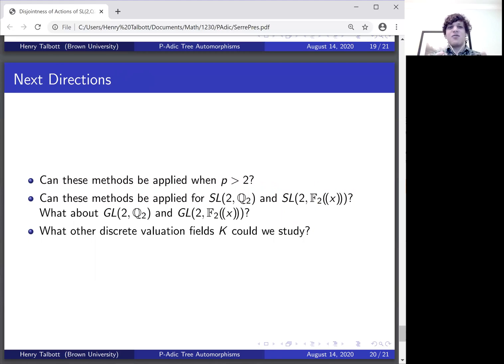The other question is, lastly, what other discrete valuation fields, which include the p-adics and the finite field Laurent series that I've been studying? I personally haven't thought of any other fields myself, but if you have ideas of fields I should study next, I'd love to hear about it.